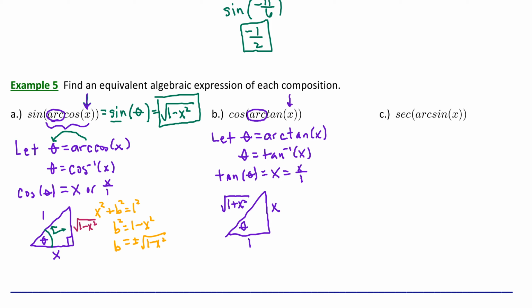Now that we have our triangle set up, we can come back to our original problem and say cosine of, remember, arctangent of x, we represent it as theta. And cosine of theta from our right triangle would be adjacent over hypotenuse, or 1 over the square root of 1 plus x squared. All right, that's a pretty detailed problem, so we're not going to worry about rationalizing the denominator. We will leave it as is and be happy with that.